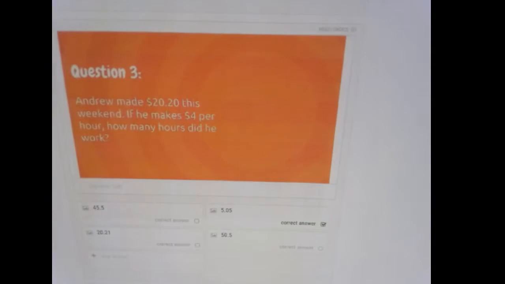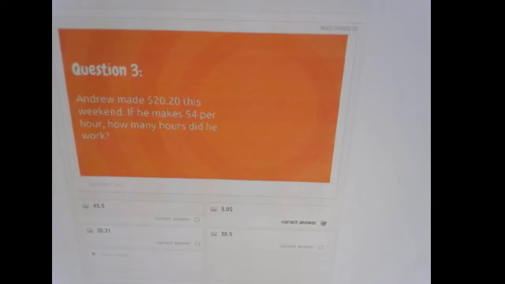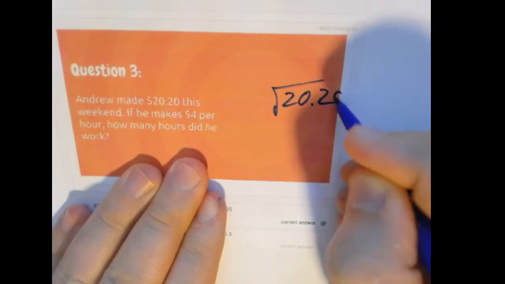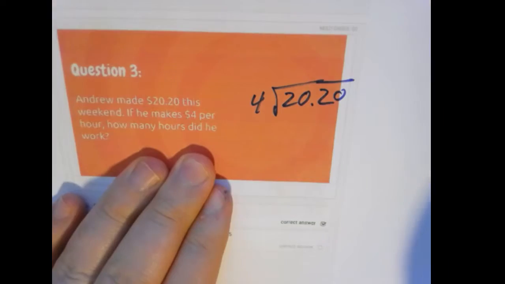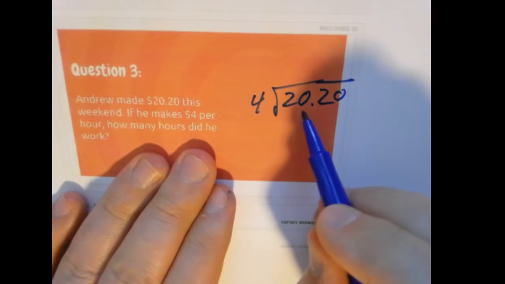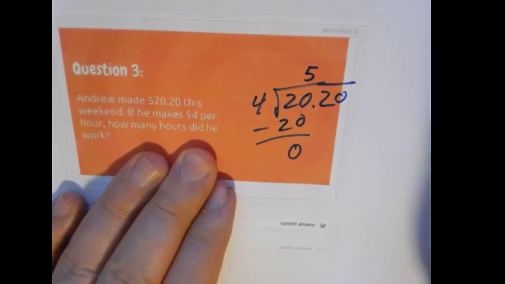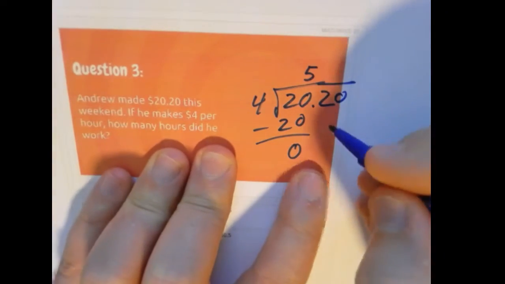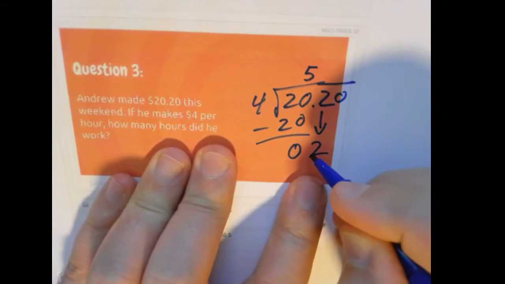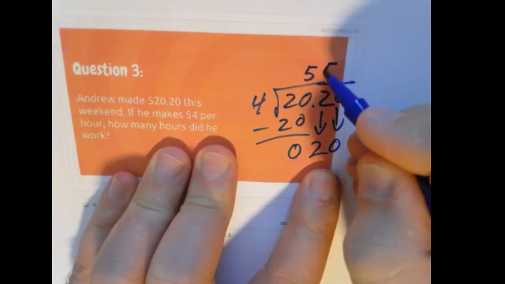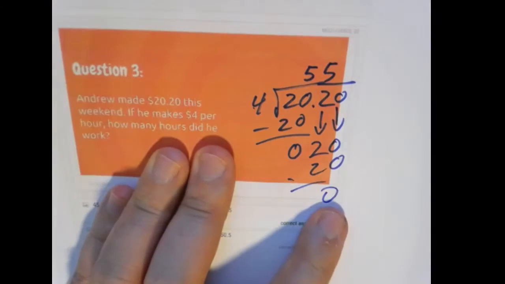Next question. So if Andrew makes $20.2 this weekend, and his rate is $4 per hour, how many hours did he work? So we do 20.20, if you like, divided by $4. So how many times does 4 fit into 2? Does not. Does 4 fit into 20? Fits in 5 times. 5 times 4 is 20. Find the difference. 0. All right, so now 4 doesn't fit into a 0, so we need a helper digit. Does 4 fit into 2? Not quite. Another helper digit. Does 4 fit into 20? Yeah, it does. 5 times again. 5 times 4, 20. Find the difference is 0.